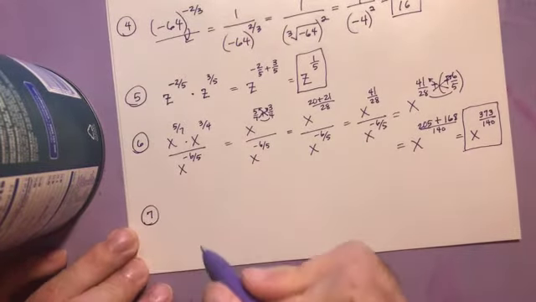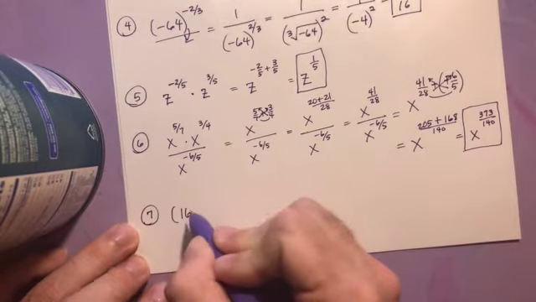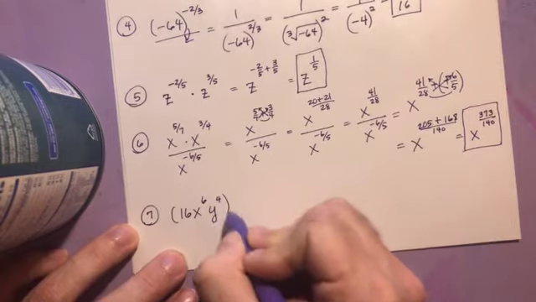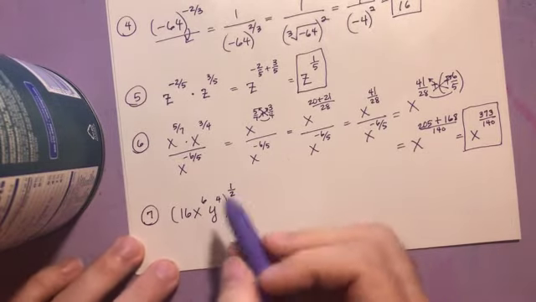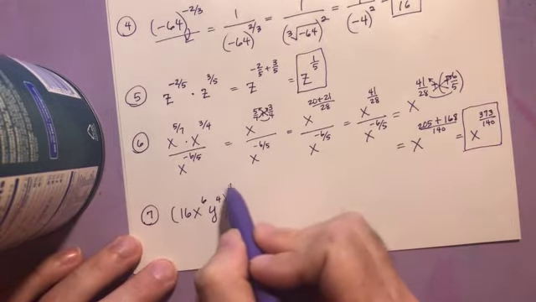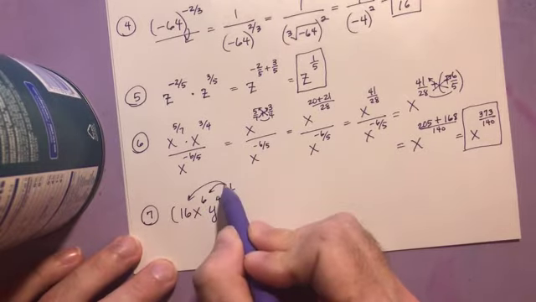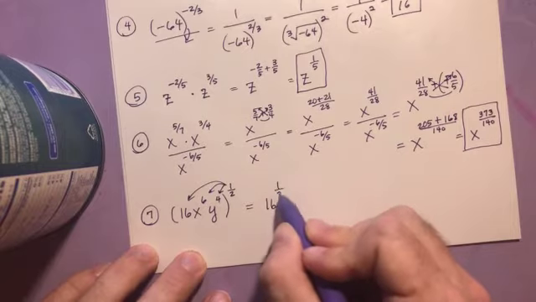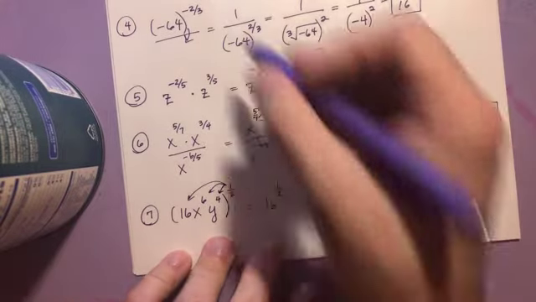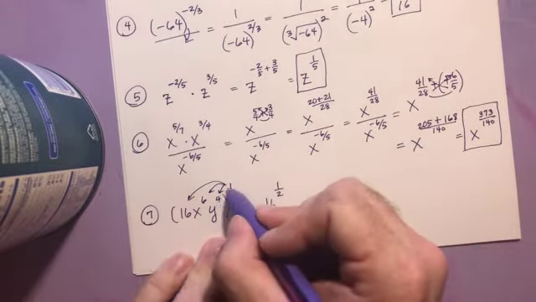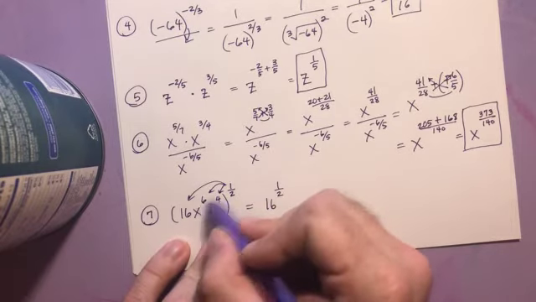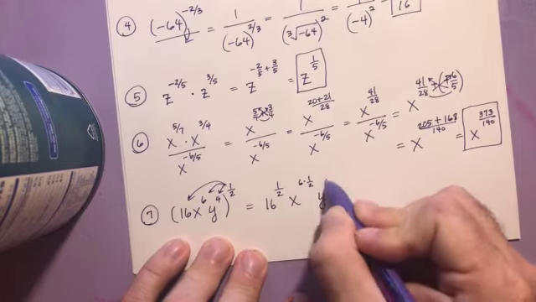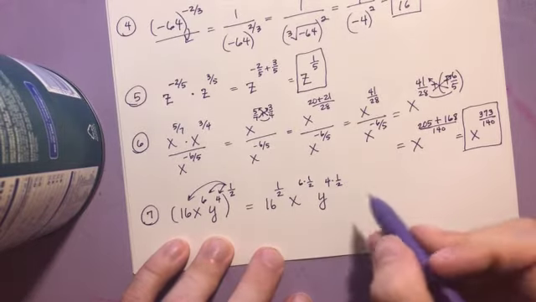I'm surprised I left that thing in there. This one's not so bad. 16x to the 6th, y to the 4th, and that's being raised to the 1/2 power. So if you remember, power on the outside means it goes on everything. For numbers, you're just going to raise 16 to the 1/2 power. But anytime you have a power raised to another power, you multiply them. So this is 6 times 1/2, and this is 4 times 1/2.